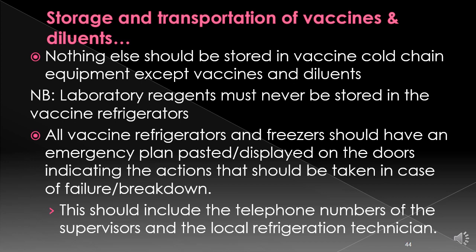All vaccine refrigerators and freezers should have an emergency plan that is pasted on the door so that in case of a breakdown, in case of a problem, in case of a malfunction, the healthcare provider on duty should be able to know who to call. That means what to do must be written clearly and labeled, and also who to call, the telephone numbers and all that must be clearly specified and labeled on the refrigerator. Okay.